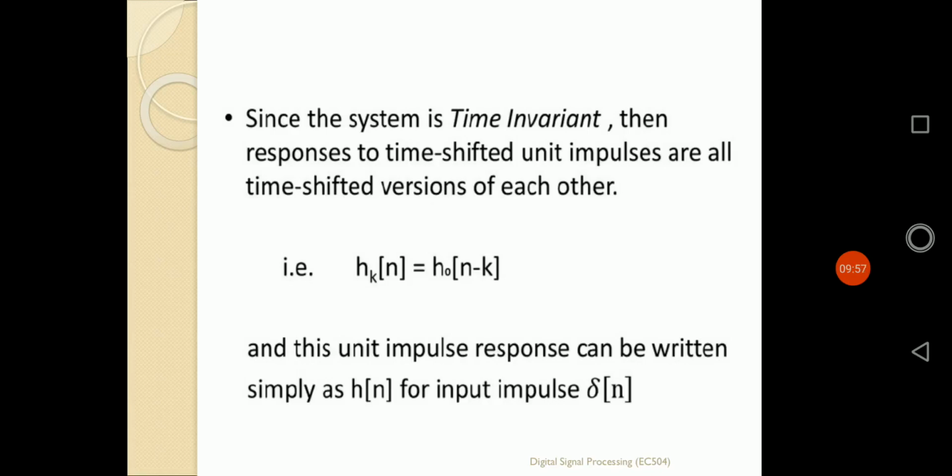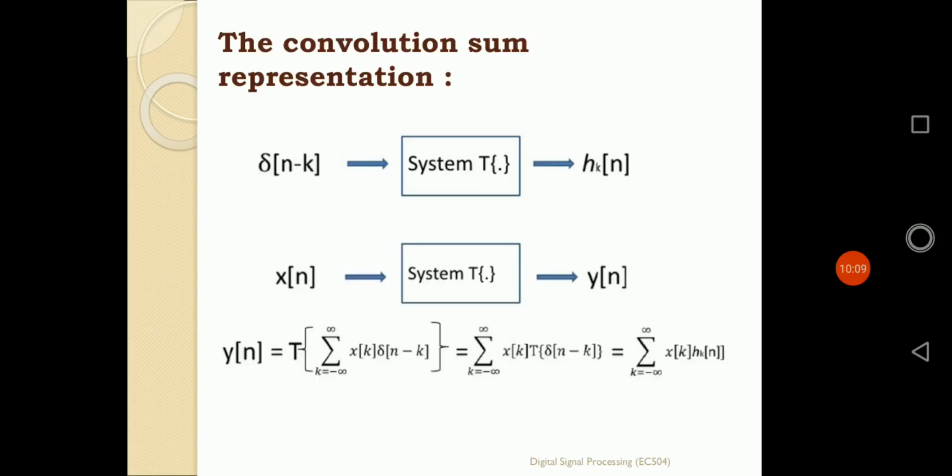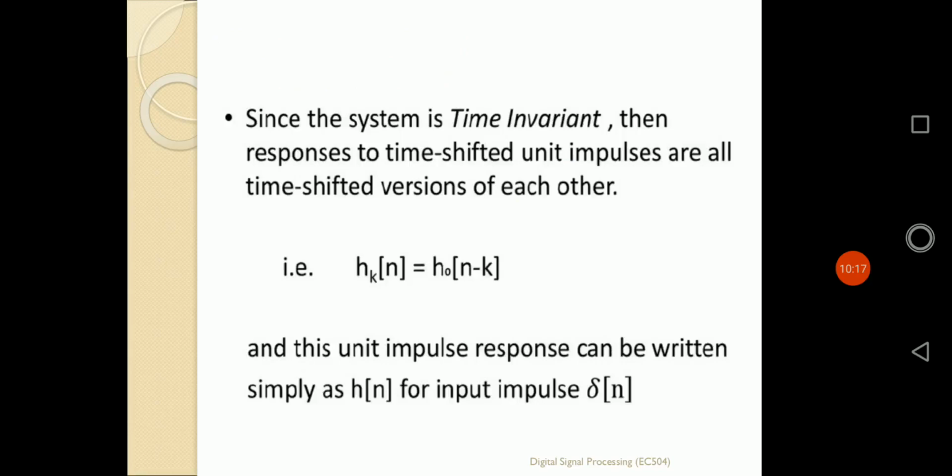And thus the unit impulse response can be written simply as h of n for the input impulse function del of n. That's how we wrote it in our last slide, that for del of n minus k, whenever we apply the transformation for that particular system, it is represented as h of k n. So the unit impulse response is h of n for the unit impulse del of n. As input is del of n, its output is h of n. So h of n is nothing but the system impulse response. In that way, del n and h n are correlated with each other.